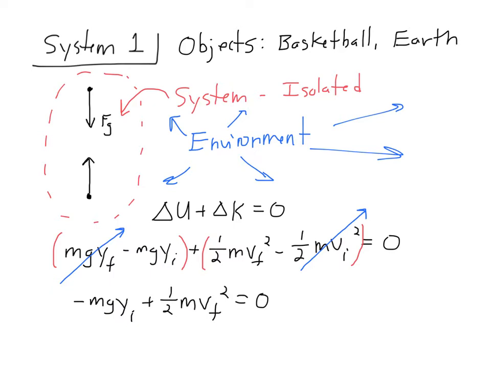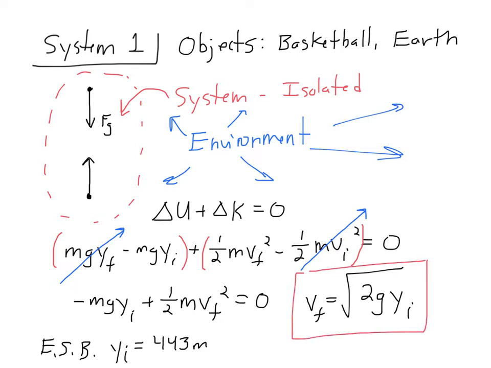So here's my conservation of energy equation after I put in the specifics of the problem. The change in potential energy is negative because it's going from a high value of y to a low value of y. And the change in kinetic energy is positive because it's going from 0 to some positive value of the velocity. And so I can solve for the velocity of the basketball. It's pretty simple: the final velocity is the square root of 2g yi.